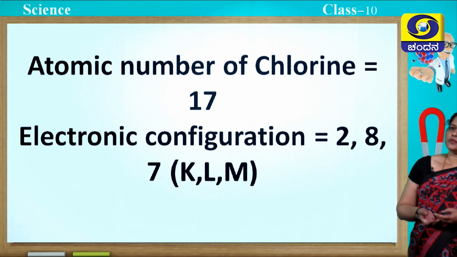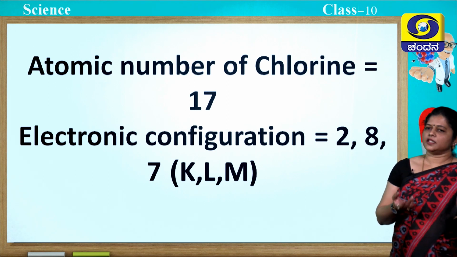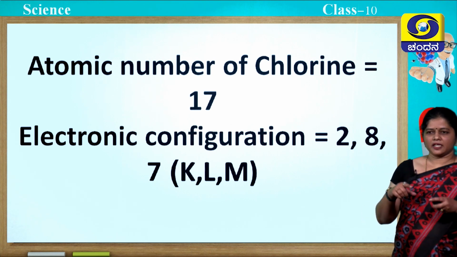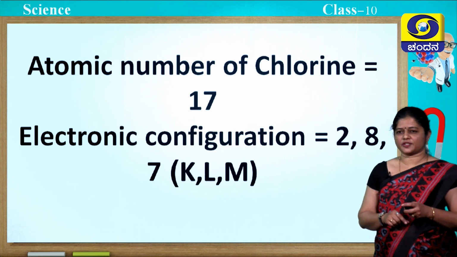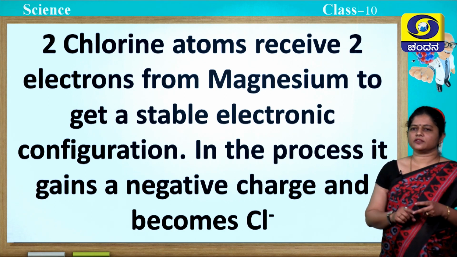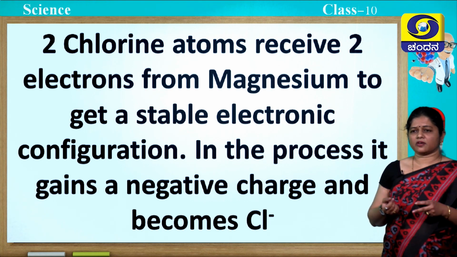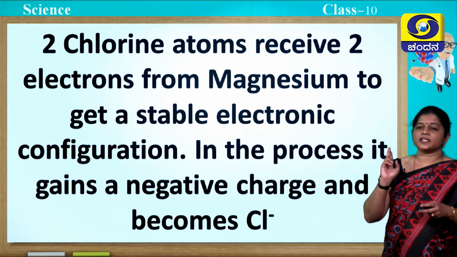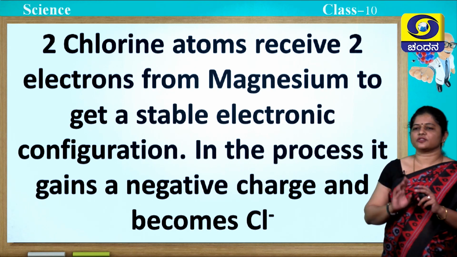Now, coming to chlorine. The atomic number of chlorine, as you already know, is 17. The electronic configuration is 2, 8 and 7. So, in the M shell, that is the valence shell, it has got 1 electron short of the octet configuration. The chlorine atom receives electrons from magnesium, because magnesium is donating 2 electrons, but chlorine requires only 1 electron. So, 2 chlorine atoms receive 2 electrons from magnesium to get a stable electronic configuration.